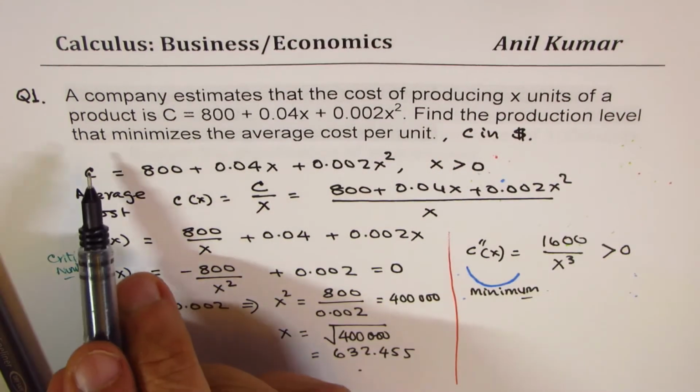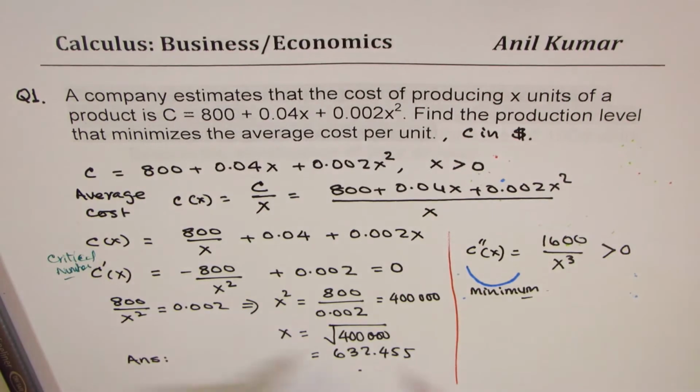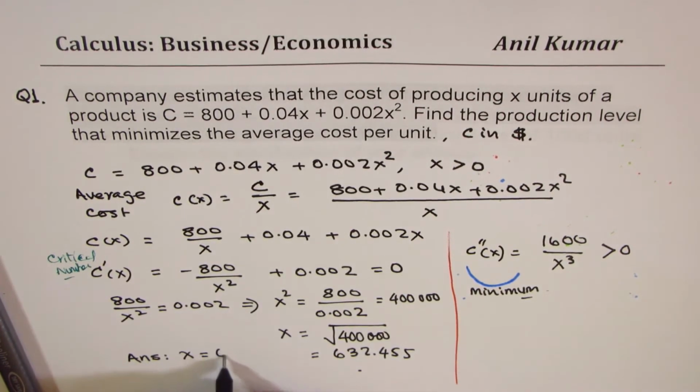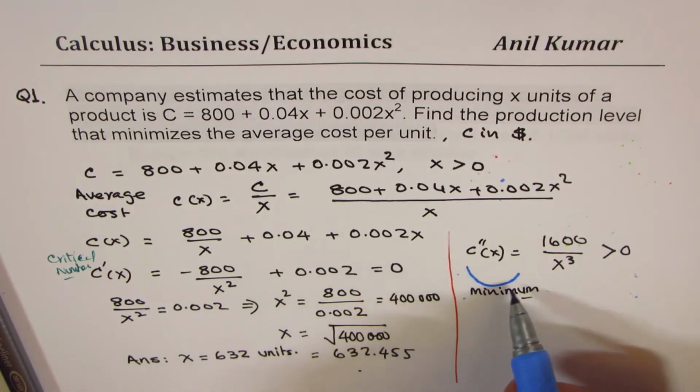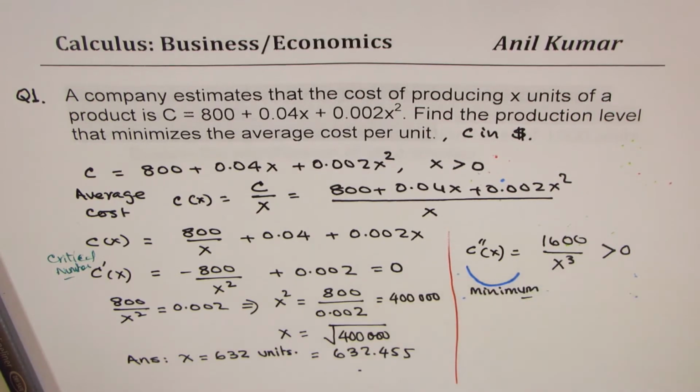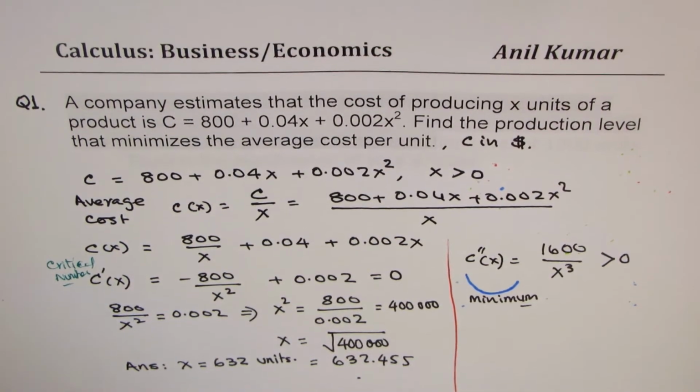find the production level that minimizes the average cost. Production level is so many items or units. So x is equal to 632 units. Correct? So that is how it is. And if you sketch the graph of this function, as I'm showing here, it will be kind of like this. Is it okay? So that is how it could be solved. Now let's move on and take the next question.